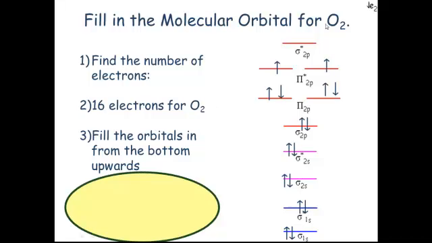We notice that there are 2 unpaired electrons in the pi star 2p orbital. And this is one of the reasons why there needed to be a rearrangement of the order of these two, the sigma 2p and the pi 2p, because oxygen is paramagnetic experimentally.